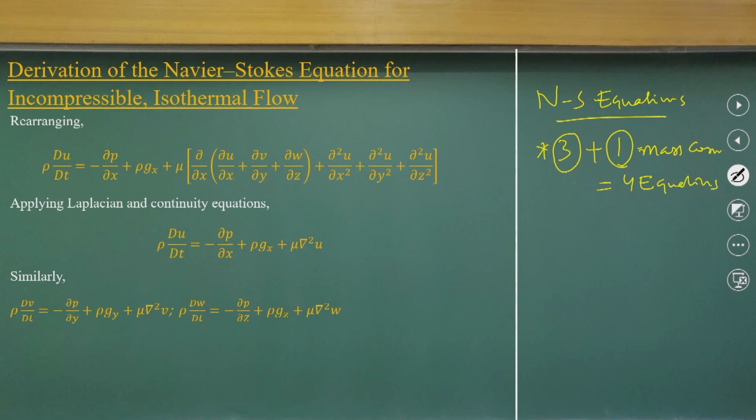But if I look at how many dependent variables there are now, the number of dependent variables, as this flow is incompressible, density is not there, it is a constant value. I have three velocity components unknown and I have the pressure unknown. So, Navier-Stokes has been simplified with certain assumptions, no doubt about that.